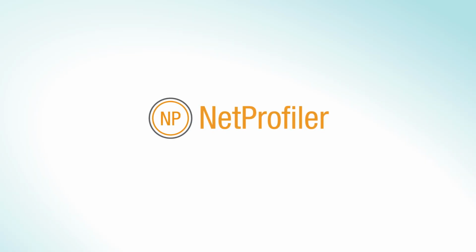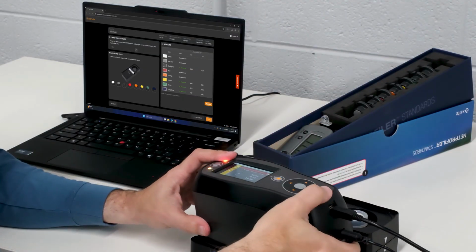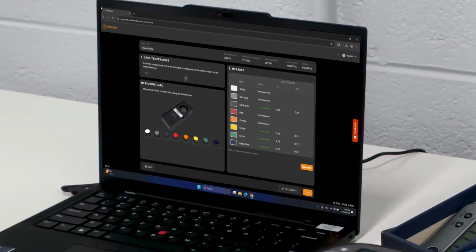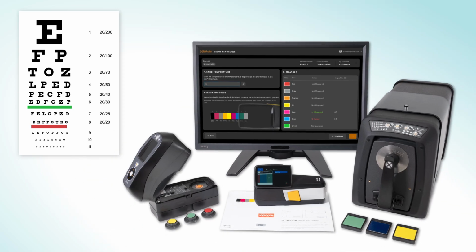This is where X-Rite's NetProfiler helps. It makes it easy to validate and improve instrument performance by correcting drift and identifying devices that may need servicing. Similar to how an optician uses charts to test your eyes, NetProfiler uses a set of calibrated tiles to verify and optimize your instrument's performance.